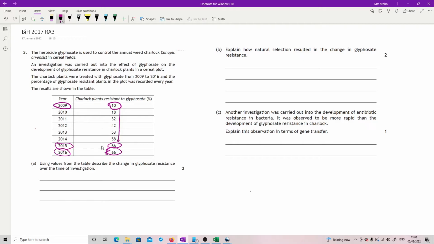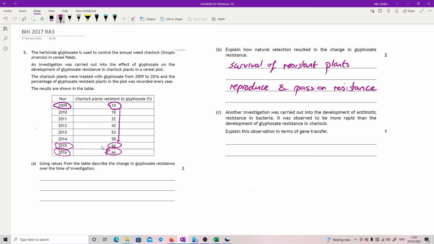Explain how natural selection resulted in the change in glyphosate resistance. Okay, so resistance is what we're looking for in terms of the natural selection. Natural selection means that we need to have a selective pressure, which was the glyphosate, which meant that we had survival of a particular set, in this case survival of resistant plants. And then we need to have these plants reproduce and pass those genes on to the next generation, passing on resistance. That's your 2 points that you're looking for.